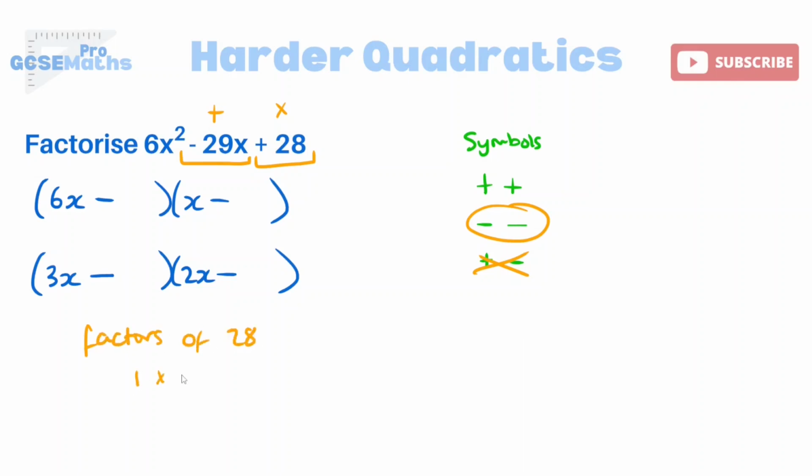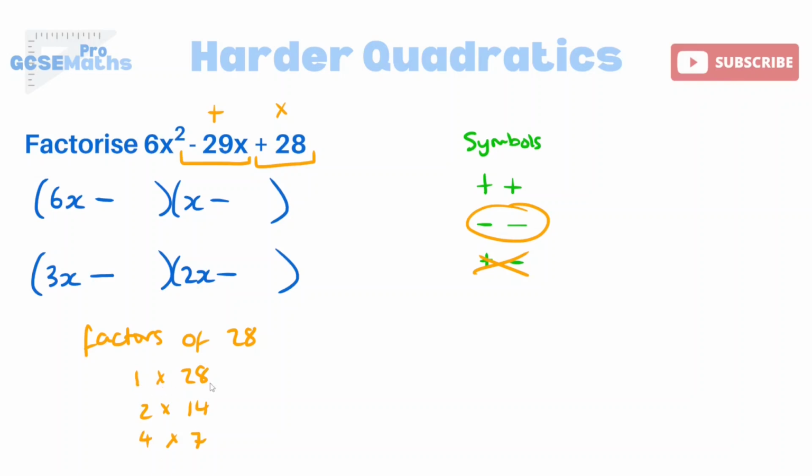So we have 1 and 28, 2 and 14. 3 doesn't go into 28. 4 and 7. 5 doesn't go into 28. 6 doesn't go into 28, and 7 does, but we've already written down 7. So that is all of the possibilities. So you can see here we've got quite a few possibilities.